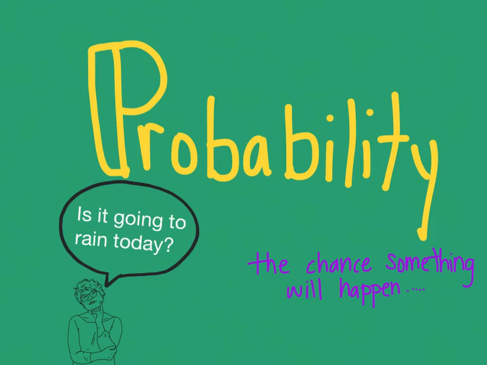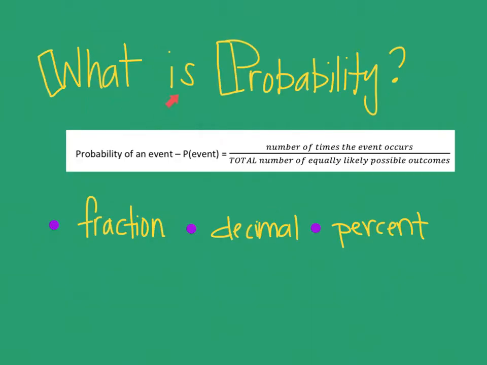This video is going to go over basic probability, and one thing that we often ask ourselves is, is it going to rain today? So the chance that something would happen is how we use probability in real life. Again, what is probability? Mathematically, the probability of an event happening, we would look at the total number of possible outcomes, and then we would look at the number of times that specific event could occur. Often it's written as a fraction, but sometimes it's more realistic to use it in decimal form in real life or in percent, like the chance that it's going to rain.